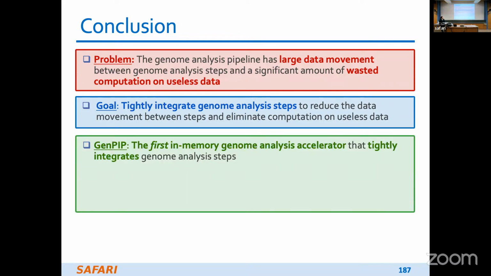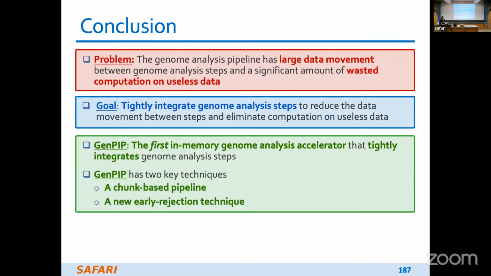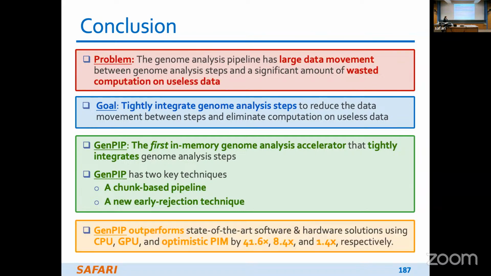GenPip is the first in-memory genome analysis accelerator that tightly integrates the genome analysis steps. GenPip has two key techniques: one is the chunk-based pipeline, and the other is the early rejection technique. GenPip outperforms the state-of-the-art software and hardware solutions using CPU, GPU, and optimistic PIM by 41.6 times, 8.4 times, and 1.4 times respectively.